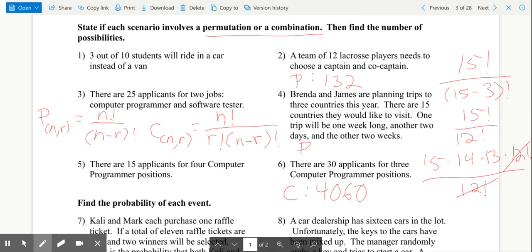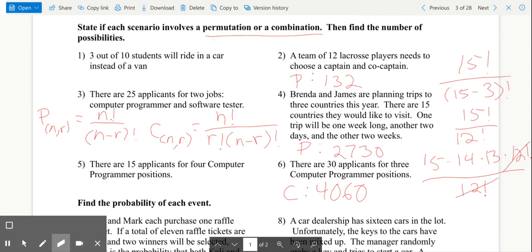So sticking that in a calculator, we get 2,730 permutations. So there's 2,730 different ways that they could plan out this vacation. All right, so that's permutations and combinations. Hopefully that makes sense. And let me know if you have any questions.